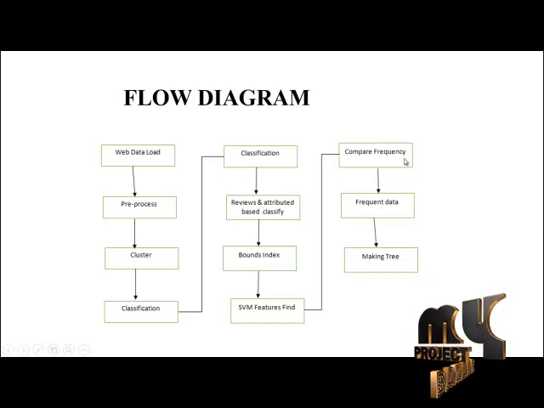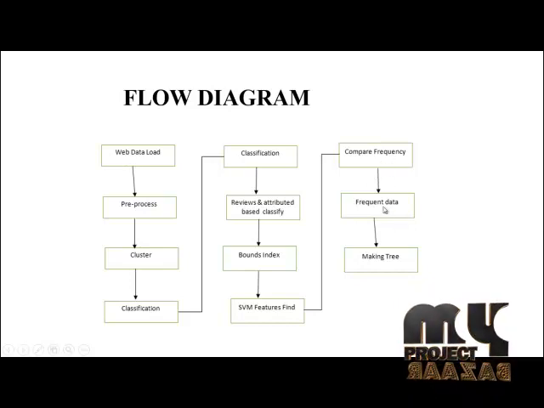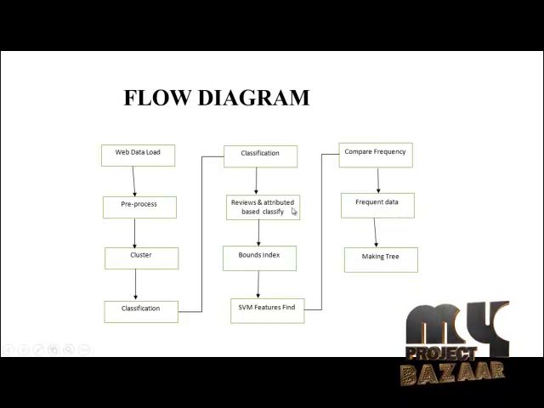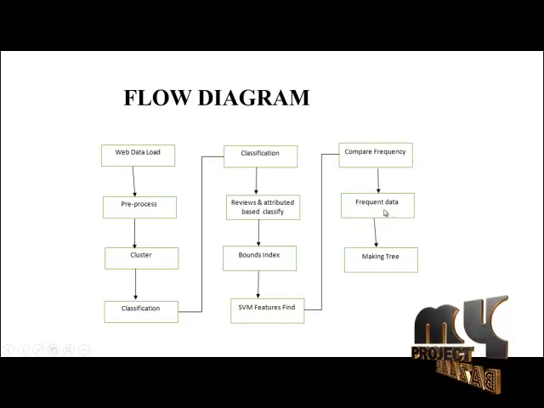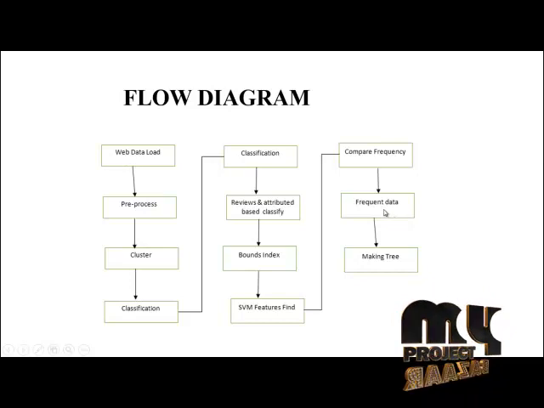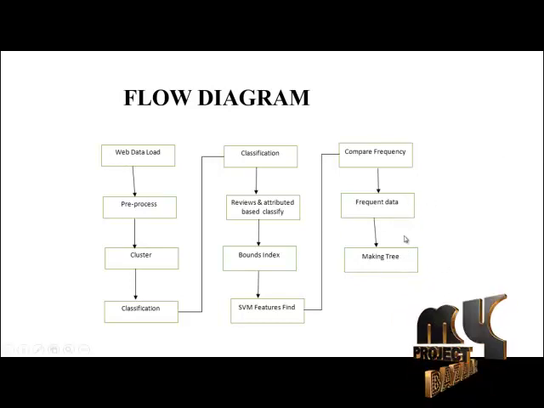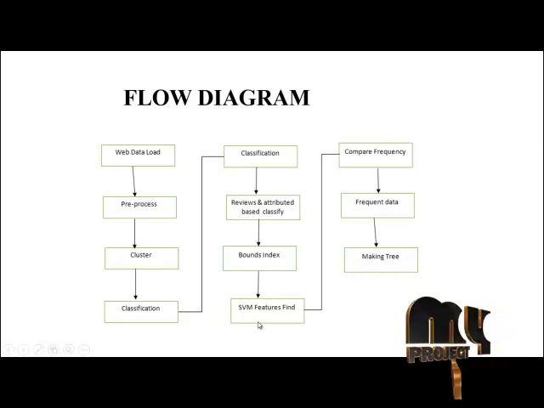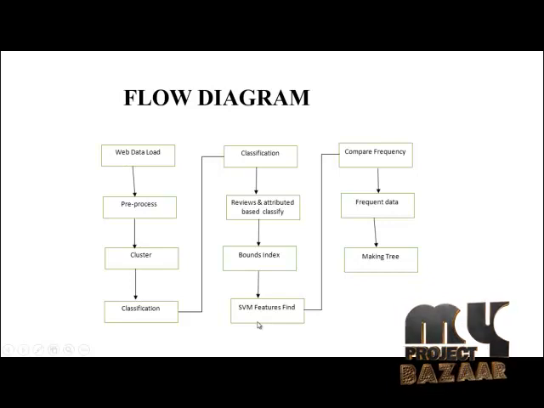Again we compare the frequency levels. Finally we find the frequent data from the news articles data set, that is, the items we will finally use, called frequent data. Using the frequent data, we make the tree formats. So this is the DOM tree process.